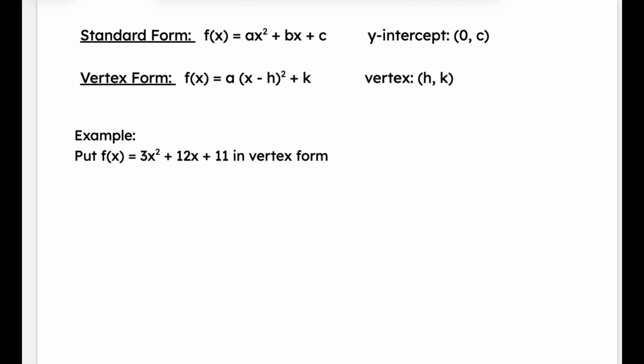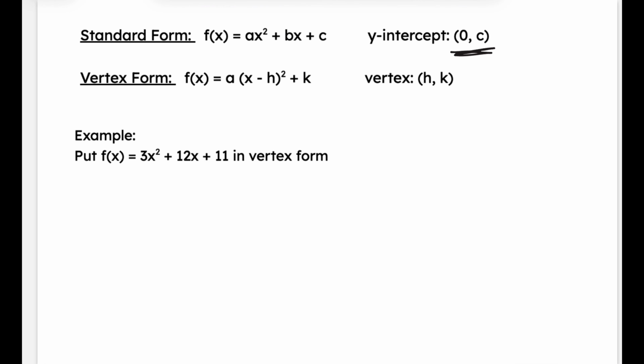From that form, the only thing that's truly easy to see is whether it opens up or down, because a is positive or negative. You can tell if it's a wider or a narrower parabola based on the a value. And the c is going to tell us what our y-intercept is.